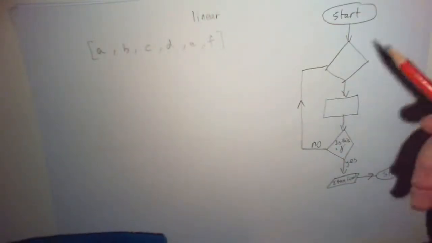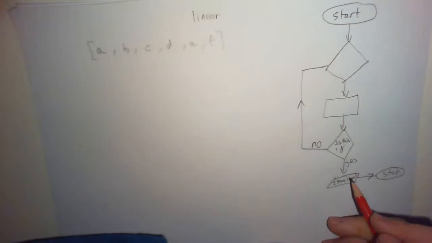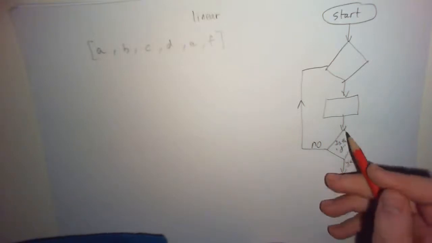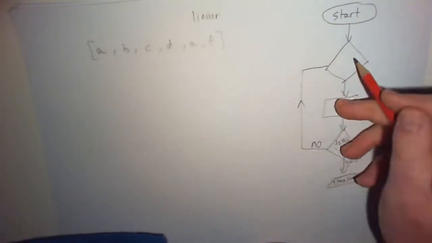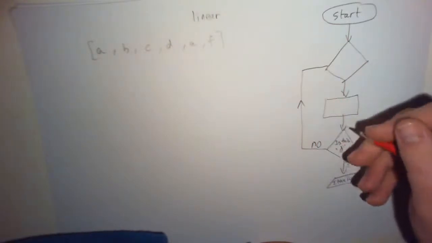Right. So I'm building it back up. So if I find the item, if it's D and the decision is yes, my output will be item found and it stops. If the decision is no, then I have to go right back up, and this is where I'm going to have to.